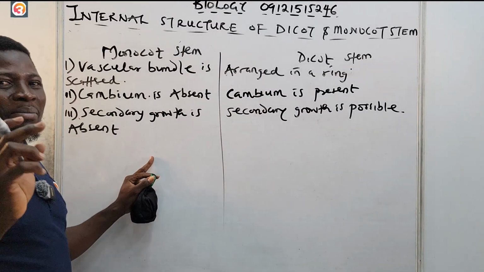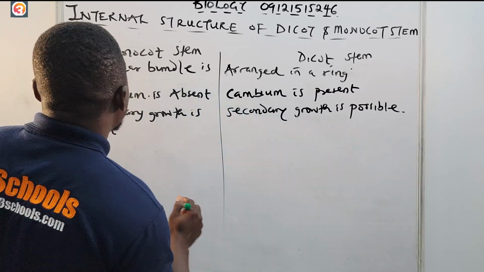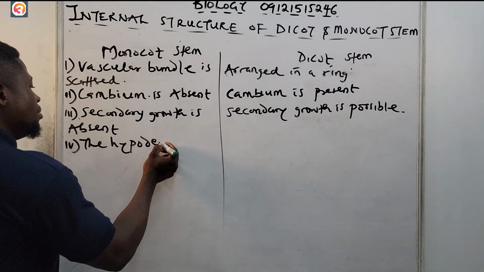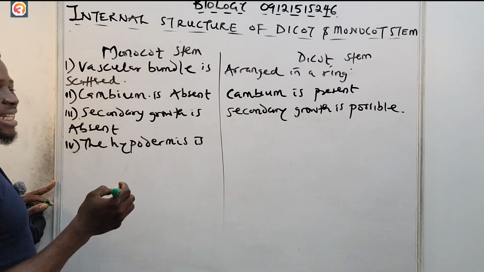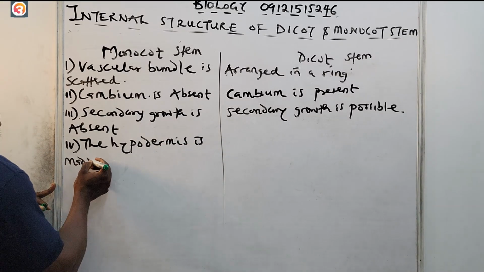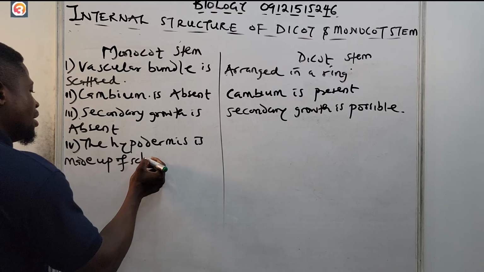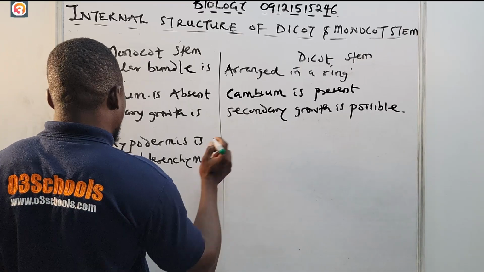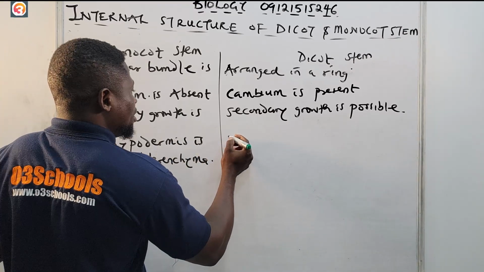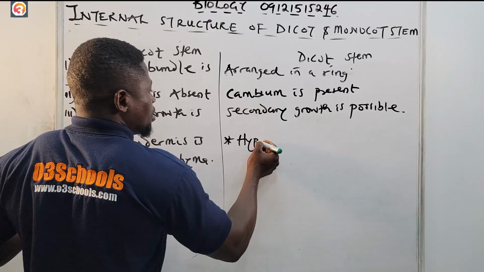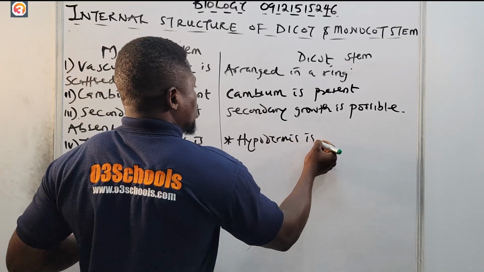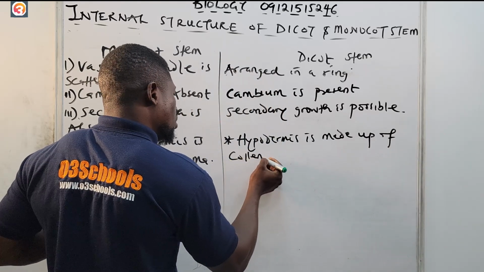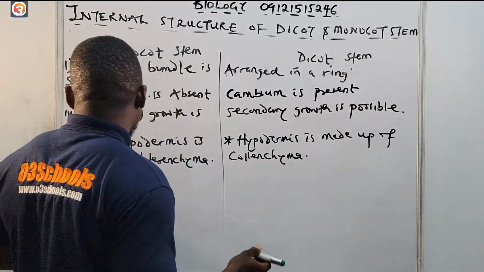And then also the hypodermis of the monocot stem is sclerenchymatous. Okay, number four, the hypodermis is made up of sclerenchyma. Okay, please take note of that. Yeah, the hypodermis of the dicot stem is made up of collenchyma. All right, you must take note of that.